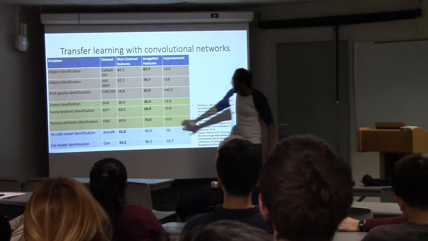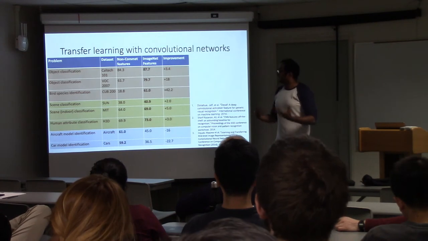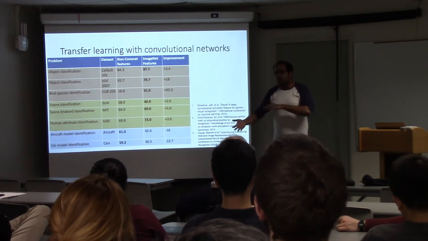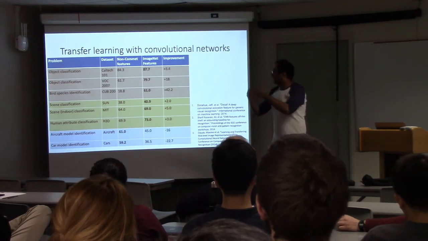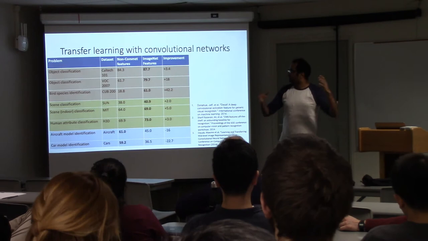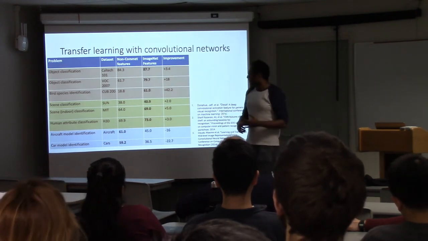So for example, in human attribute classification, this is where the model has to classify whether the person is tall or short, whether it's a child or an adult, and so on and so forth, right? Or whether they're wearing a sweater or a t-shirt and so on.